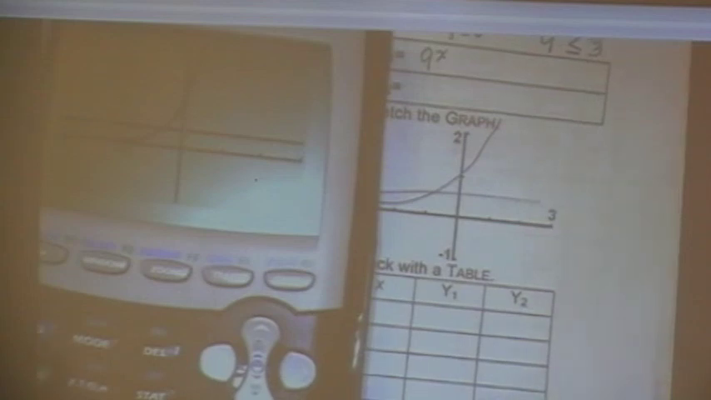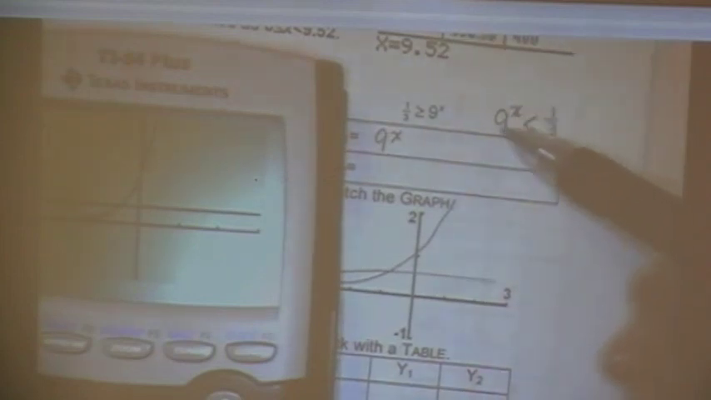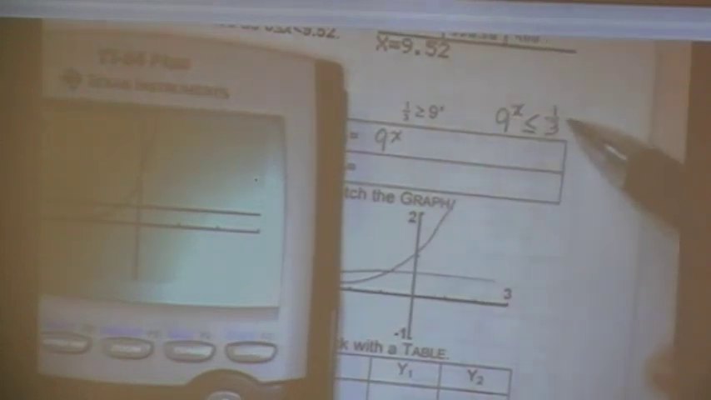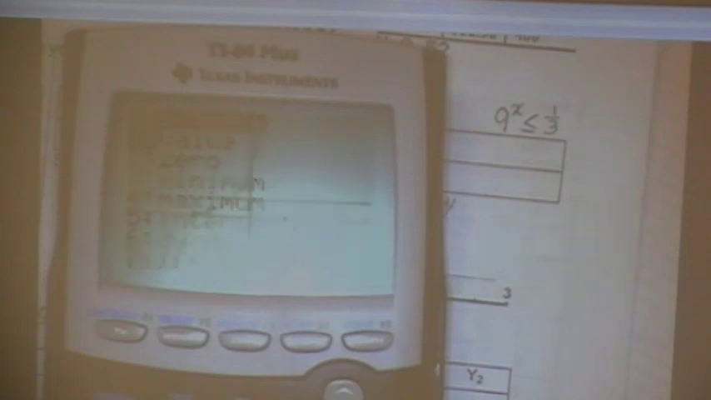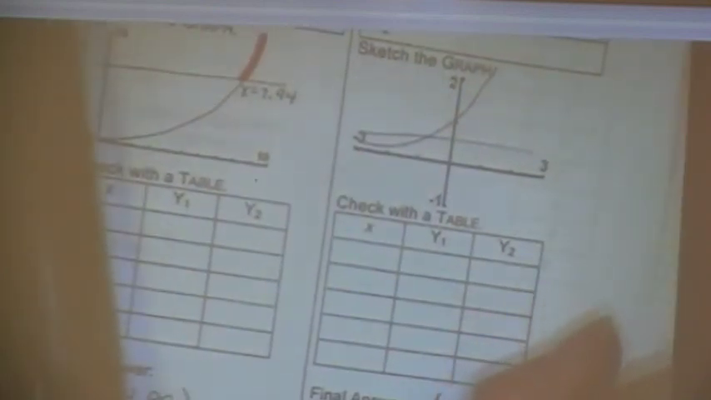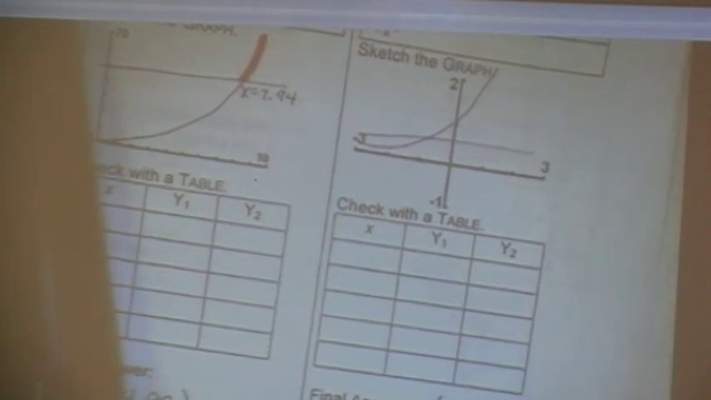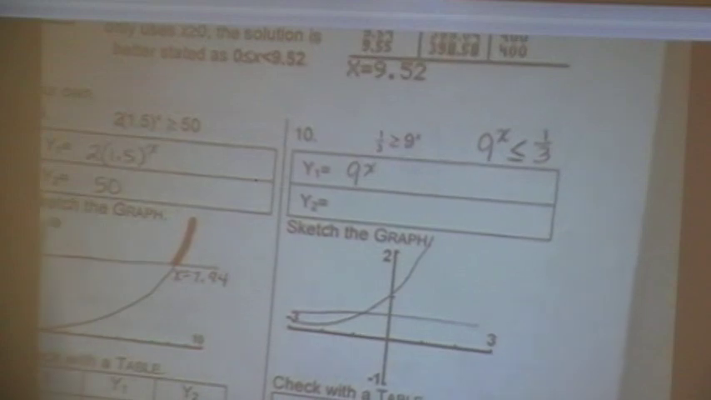Now, if you read the way we rewrote this, I am looking for where the exponential, the curved piece, 9 to the x power, is less than 1/3. So I'm looking for this piece that's less than. The intersection is at -0.5. It goes from -infinity to that point. And that -0.5, or -1/2, is included because this says less than or equal to.